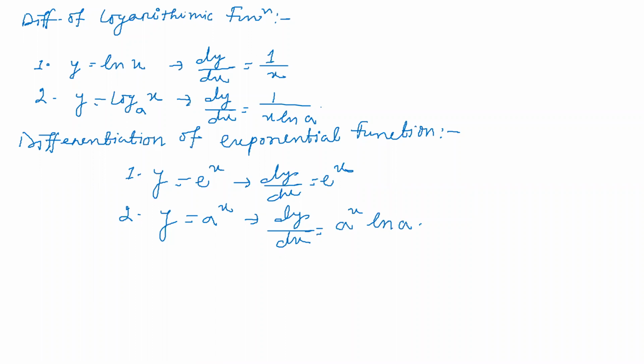Friends, ln e means 1. Ln e, the logarithm of e, is 1. That means here we are putting a is equal to e. If I put that, then it will become simply 1.